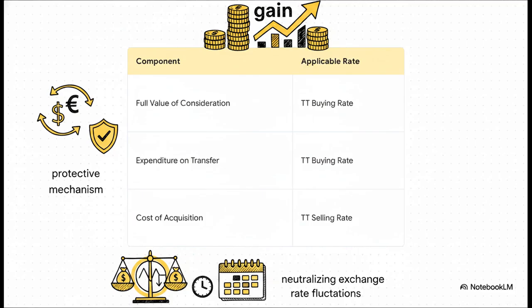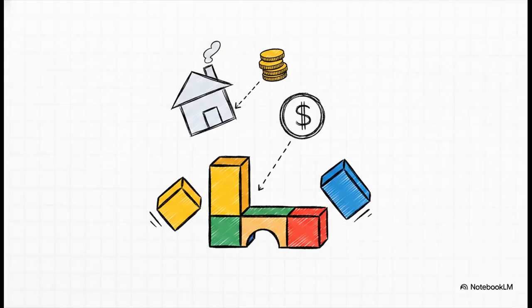Well, the good news is that Section 72 keeps the same protective mechanism we had in the old Act. As Rule 52 spells out, it lets non-residents compute their gain in the original foreign currency. Basically, you convert the sales price and any expenses using the buying rate on the transfer date, and you convert the purchase cost using the selling rate on the acquisition date. This completely neutralizes the impact of currency fluctuations on the final tax bill. It's a really fair provision. And here's another one to keep on your radar.